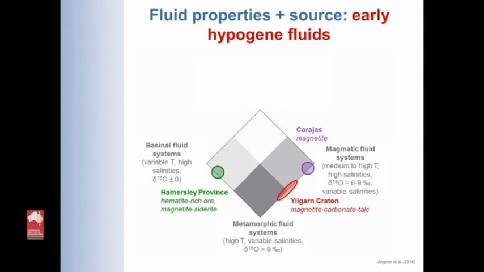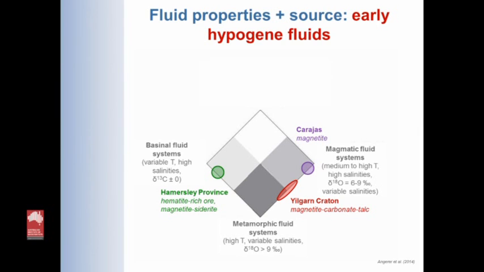If we look at the Hammersley province, work from Warren Thorne and others have looked at these magnetite-rich ores and have looked at the fluid inclusions and show that they're hot, hypersaline, and the cation ratios have the indications that it's most likely a basinal fluid has been important in terms of forming this type of ore deposit.